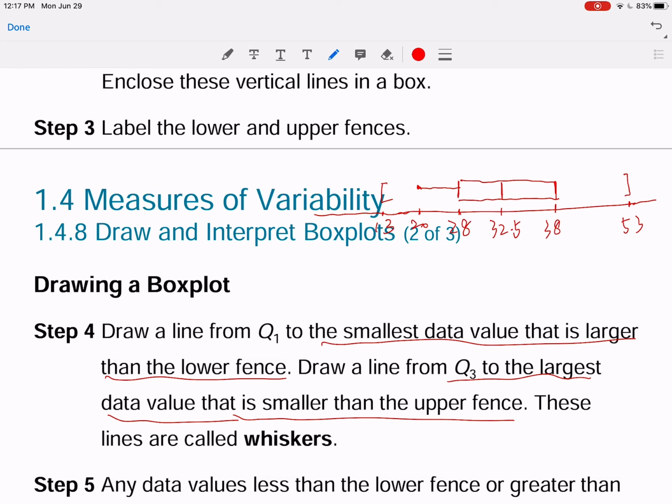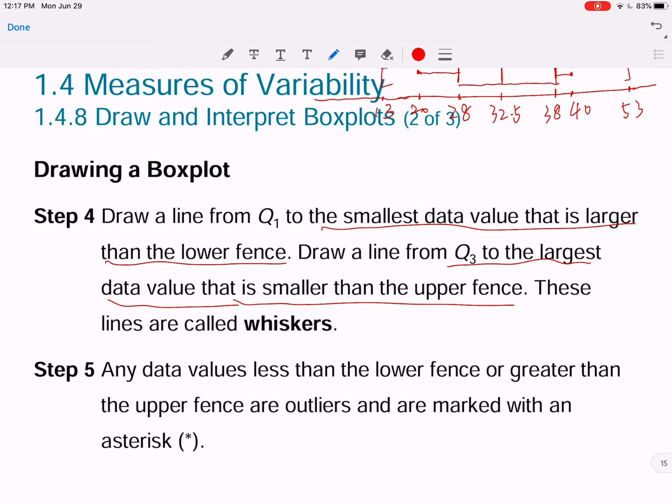Since the largest data value is 40, which is of course smaller than the upper fence 53, we just need to draw a line from Q3 to the largest data number. Okay, that's step 4.